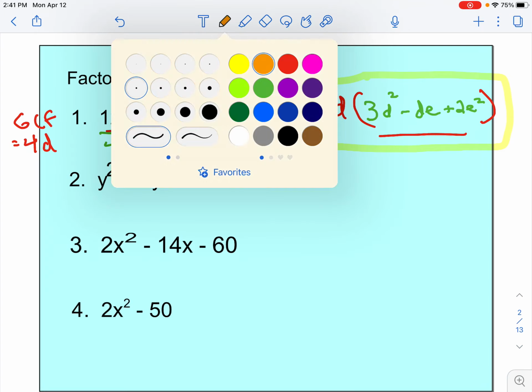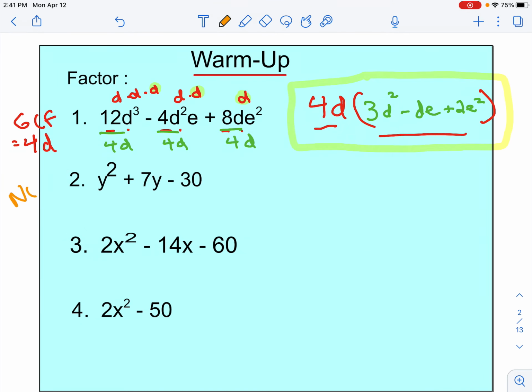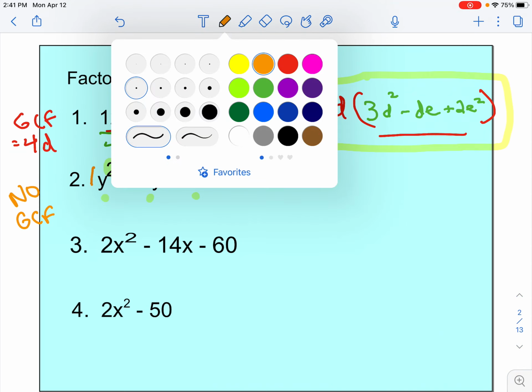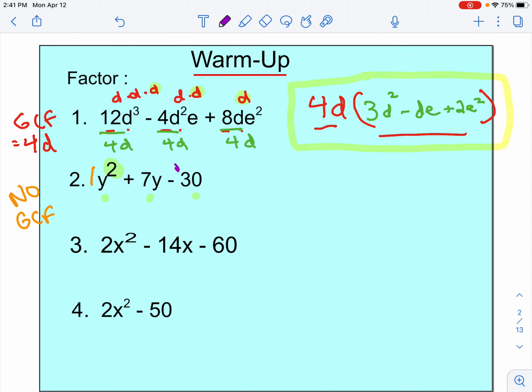Okay, so when we look at the next one, there is no GCF. So notice, though, that this is in the form where we have no number in front of our variable squared. It is a quadratic trinomial. Quadratic meaning it's degree 2, trinomial meaning there are 3 terms. And when the number in front is a 1, then we can use the simple strategy of finding 2 numbers that multiply to negative 30 and that add to 7.